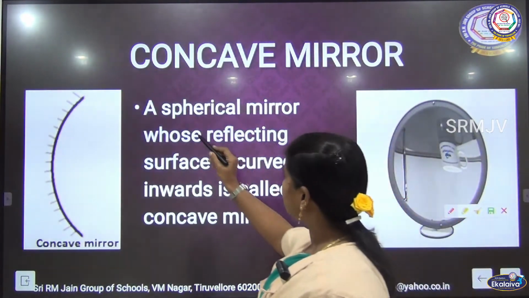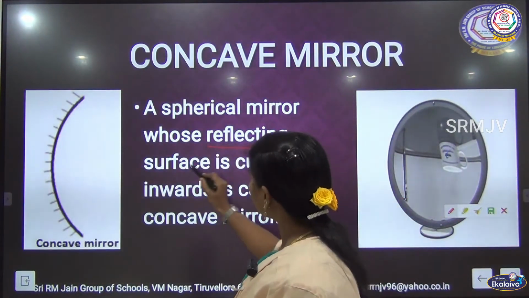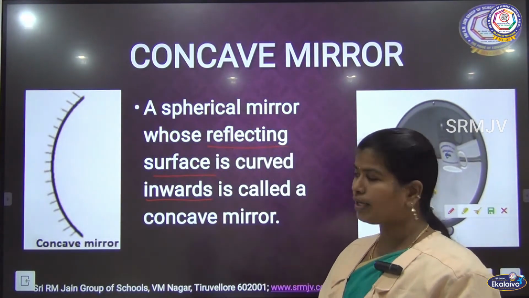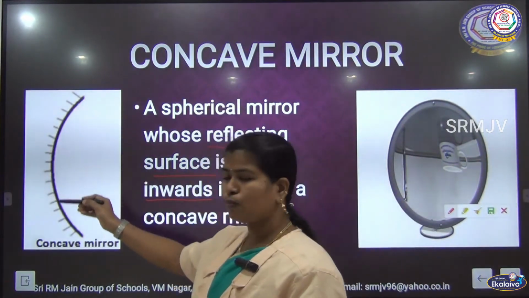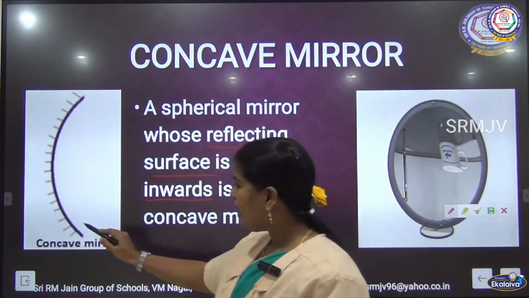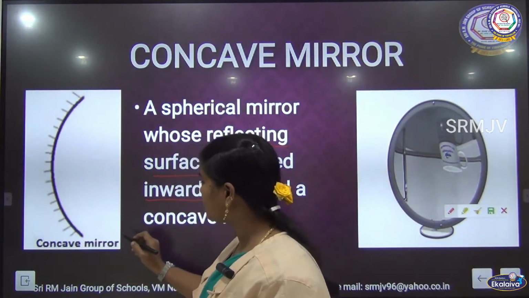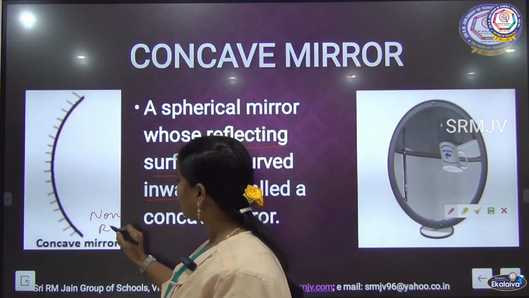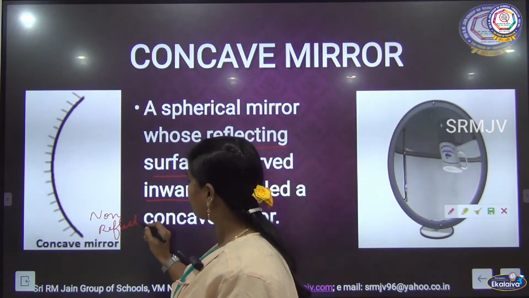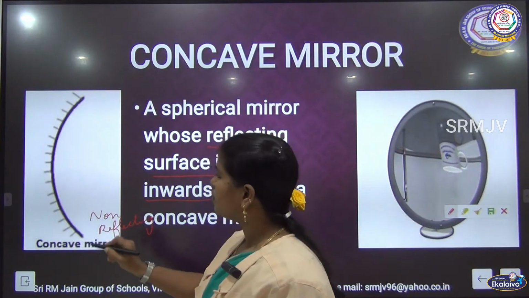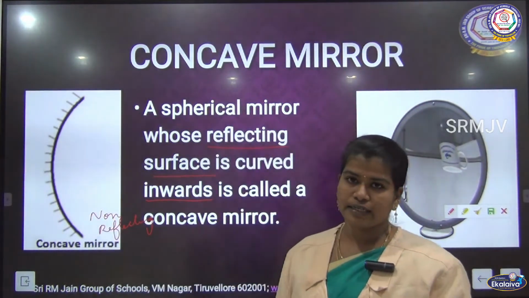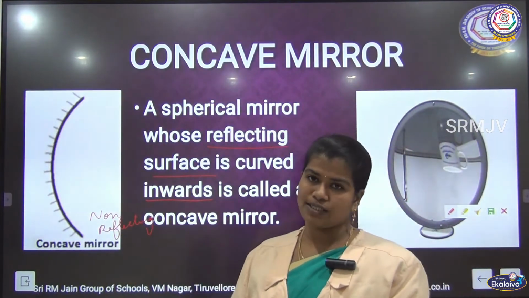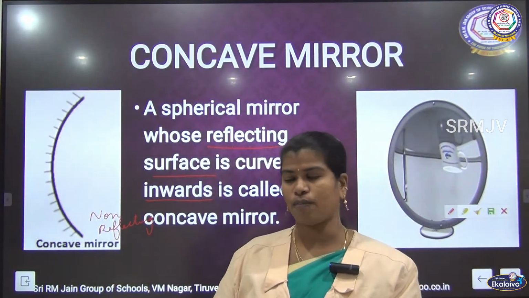A concave mirror is a spherical mirror whose reflecting surface is curved inward. A concave mirror is represented in this way, and these lines represent the non-reflecting surface. These lines indicate the non-reflecting surface, and the inward part is the polished surface where the image is formed.